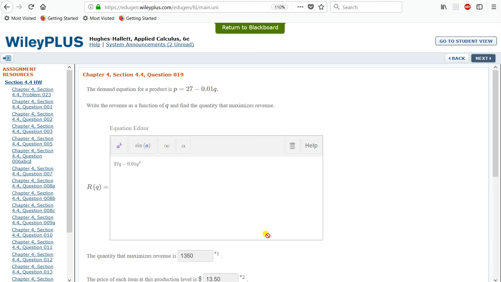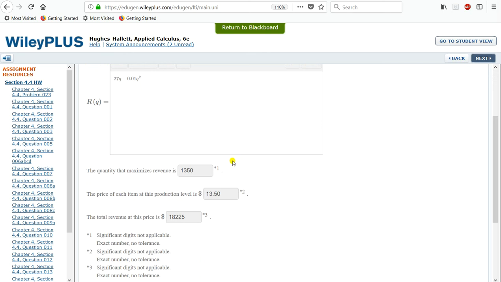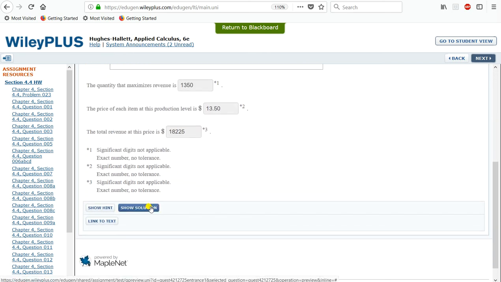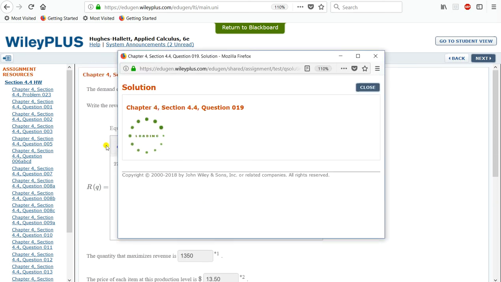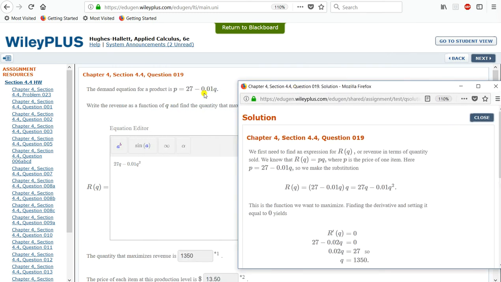Now they want you to write the revenue as a function of Q and find the quantity that maximizes the revenue. Okay, so we are given the price P equals something. So you want to find the revenue. Remember, the revenue function is the price times the quantity, P times Q. We are given P, which is this. So just take this, multiply by Q, do the distribution of Q to here, and you get this function.